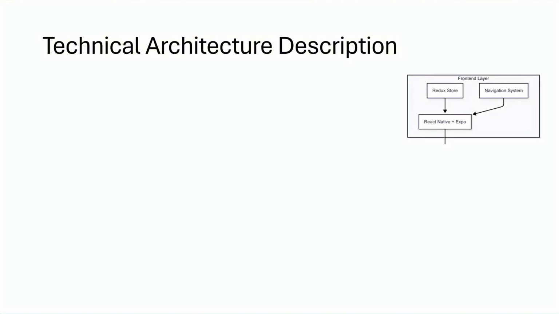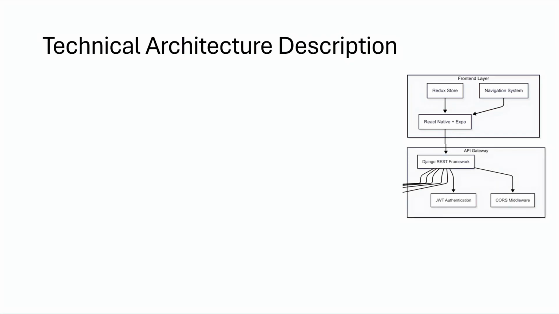Our system uses a classic front-end and back-end decoupled architecture, which makes development more efficient and the system easier to maintain. On the front end, we use React Native with Expo. This gives us cross-platform support and allows for rapid iteration. For state management, we use Redux Store, and React Navigation helps ensure smooth and consistent screen transitions.